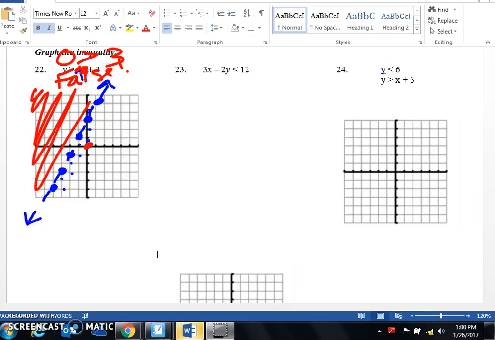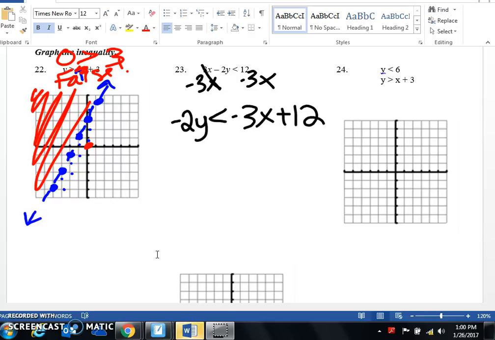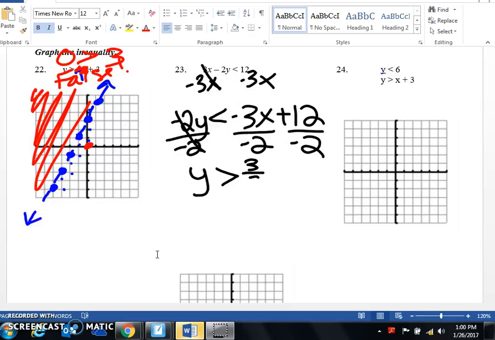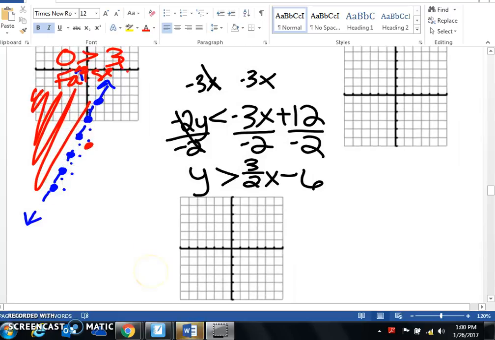For number 23, we got to solve for y first. So we subtract 3x, bring down your negative 2y, divide everything by negative 2. Remember, when you divide or multiply by a negative, you flip the inequality. And that's a positive 3/2 x minus 6. If you don't believe me, once again, put it in your calculator.